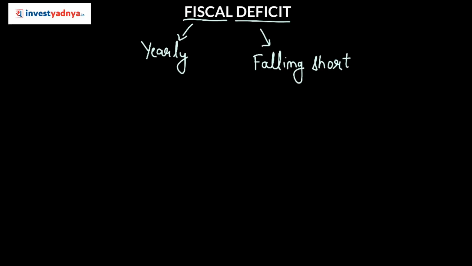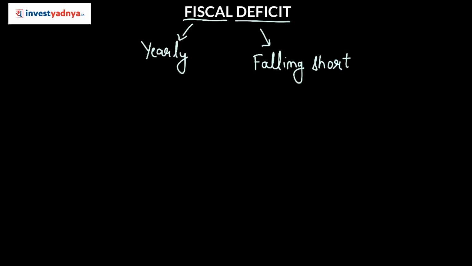Now fiscal deficit is made from two terms, fiscal and deficit. Let us start by looking at these two terms first. Fiscal means yearly. That is, the data collected is for one year and hence not cumulated with the previous years. And deficit, as we know, is the amount by which a resource falls short of a mark, most often used to describe a difference between cash inflows and outflows.